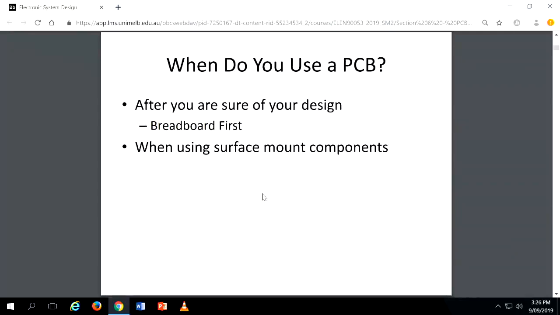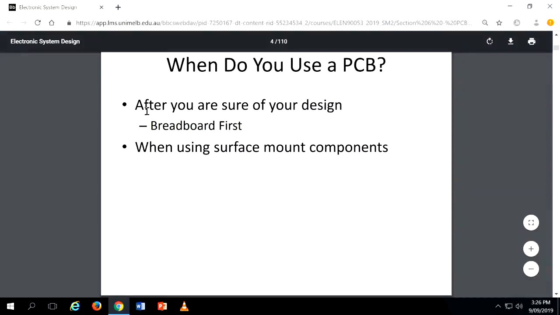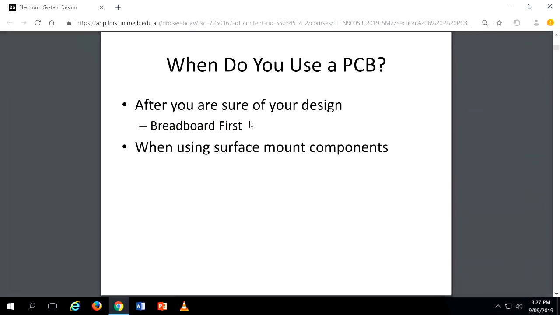Sorry, when do you use a PCB? You use a PCB after you are sure of your design, breadboard first if possible. Some circuits you can't breadboard, especially high frequency ones. Even if it is not high frequency, if you don't have through-hole components, through-hole means with the leg, and you have a surface mount IC, how can you breadboard it? Some people try to connect wire to the surface mount and then breadboard it. In low frequencies, maybe it will work, but I wouldn't recommend that. You can't do that.